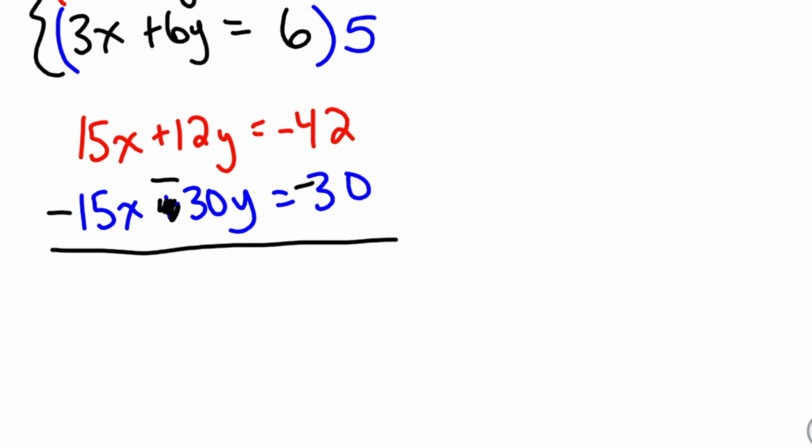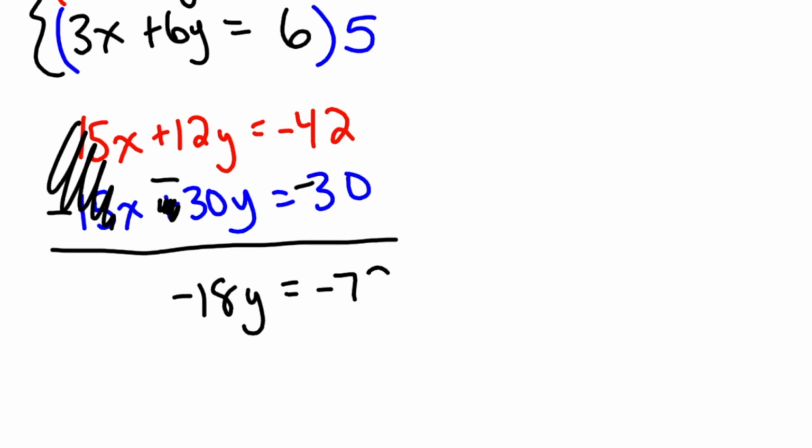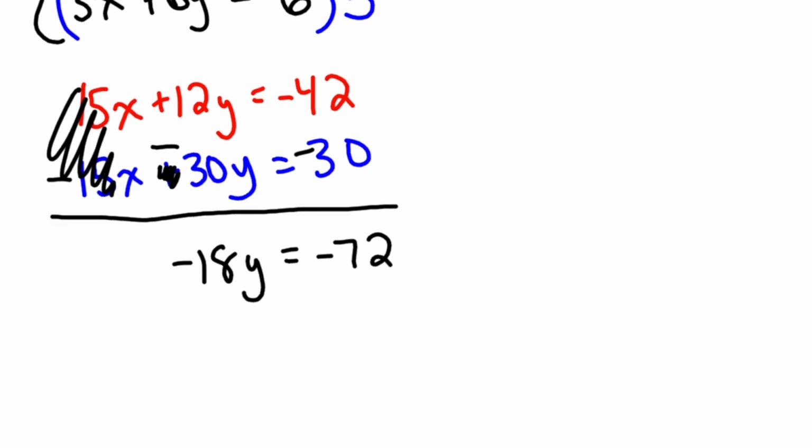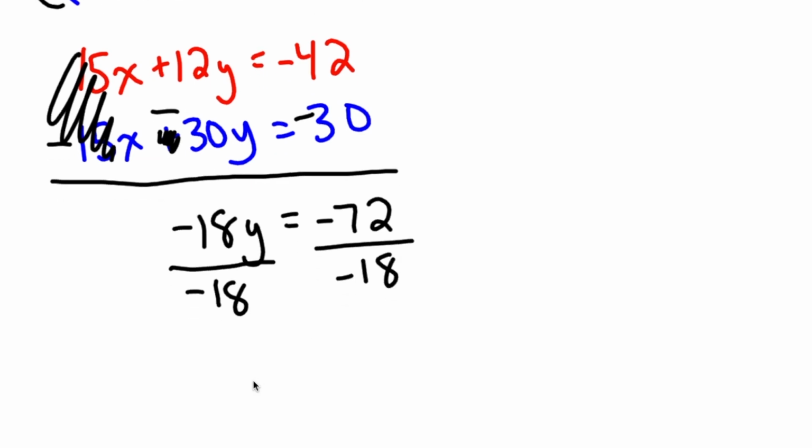All right, so now I'm ready. 15 minus 15 is 0. They're gone. 12y minus 30y is negative 18y. And negative 42 minus 30 is negative 72. The last step that we need to do here is divide. I will divide both sides by negative 18, and I end up with y equals 4. So y equals 4.